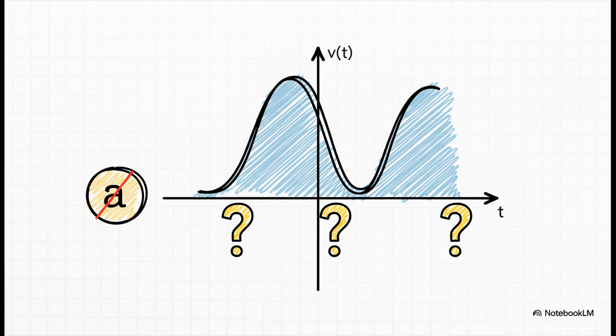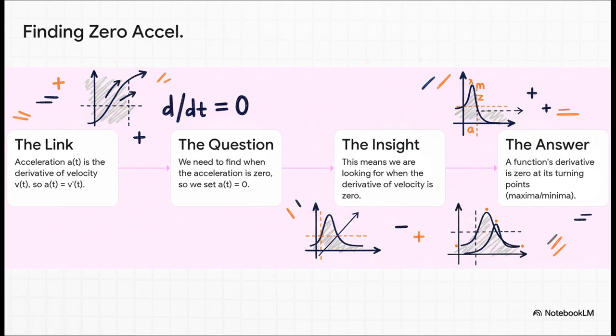So let's take a look at this problem. We're given a graph that shows a particle's velocity over time. The question is pretty specific. At what moments in time is its acceleration exactly 0? Okay, this is where it all comes together. We know that acceleration is the derivative of velocity. So when the question asks, when is acceleration 0, it's really asking, when is the derivative of the velocity 0? And what did we just learn about optimization? A function's derivative is 0 at its turning points, at its peaks and valleys. So to find where the acceleration is 0, we literally just have to look at the graph and find the highest and lowest points of the velocity.